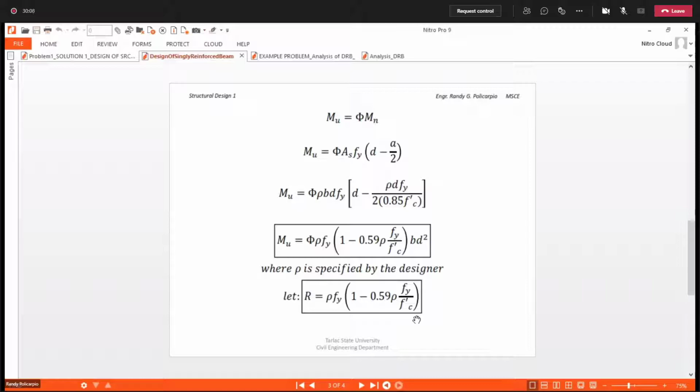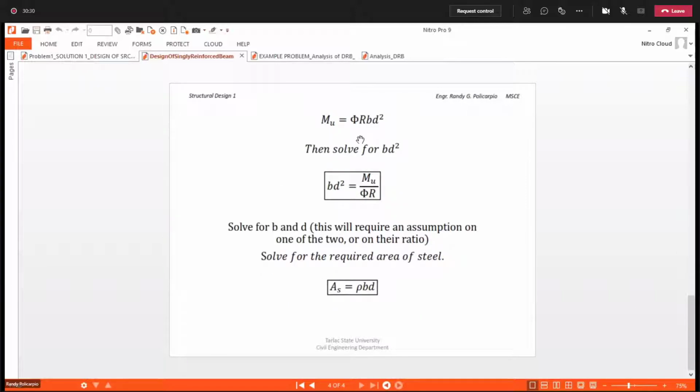The strength of your concrete needs to be like this, so there are recommendations by the code, so you won't get lost. This particular R can be easily computed as long as you have your f'c, fy, and rho. Then eventually your equation will have unknowns b and d. B is known as the base, and d is the effective depth.